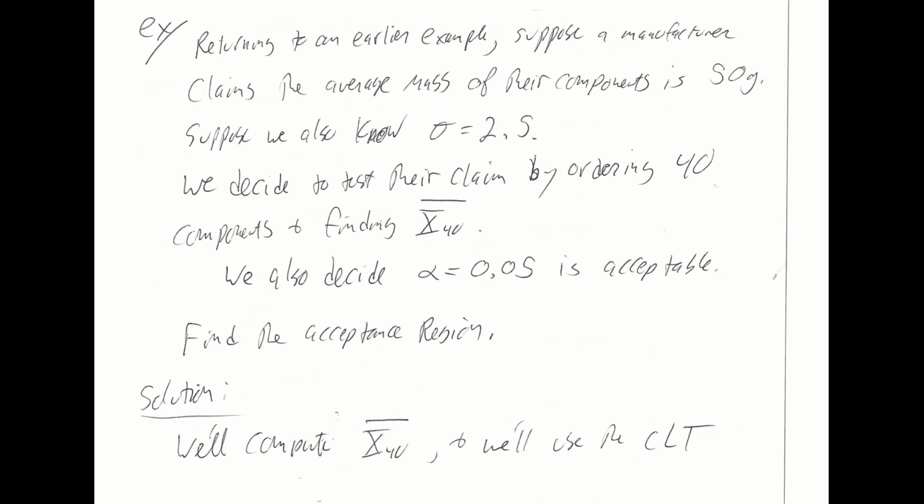Now we're going to take a choice of alpha and use that to find the acceptance region for our statistical test of hypothesis. So we're going back to our building a vertical lift rocket example, where a manufacturer is claiming that the average mass of their components is 50 grams. We know the standard deviation to be 2.5 grams. We're going to take the test statistic to be a sample mean for a sample of size 40.